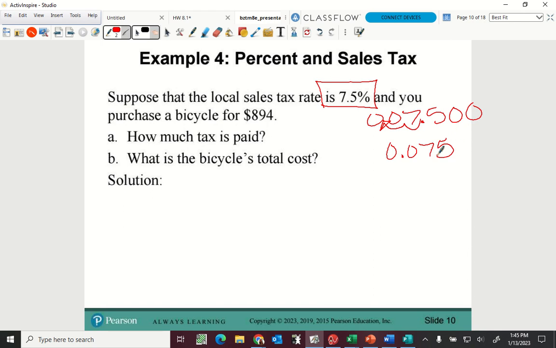Yep. That's what I figured. So I have that. That is going to be my decimal for my rate. So for part A, it's going to be 0.075 times 894. So in your calculator, you are doing that right now.